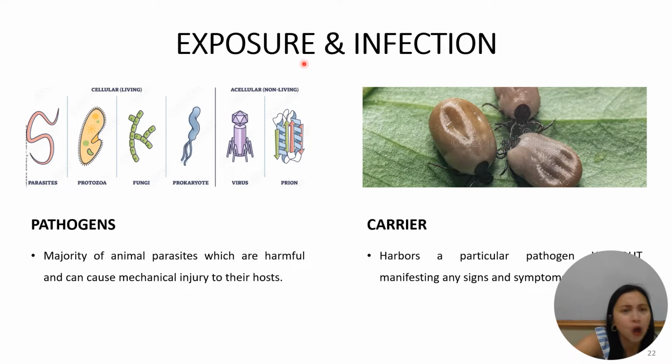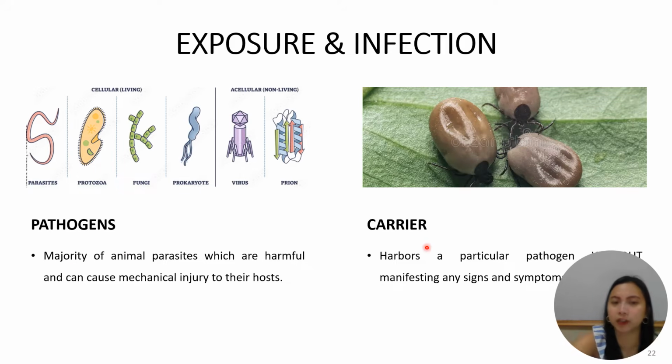And you call this type of infective agent pathogens. Remember, pathogens in layman's terms, we call them germs. They can either be parasites, bacteria, virus, prion, fungi, molds, right? So you call those parasites that are harmful and can cause mechanical injury to the host pathogens.